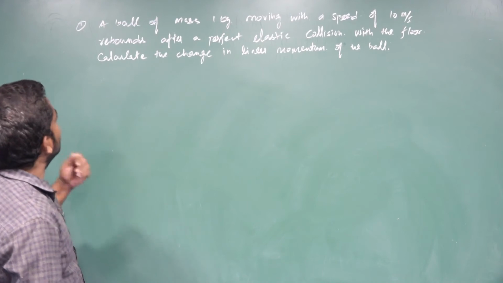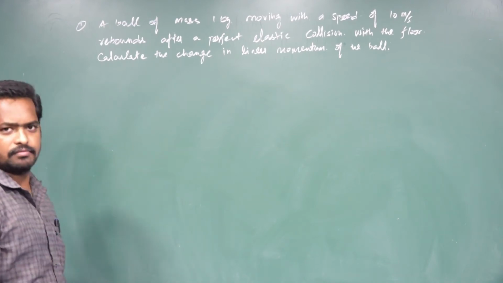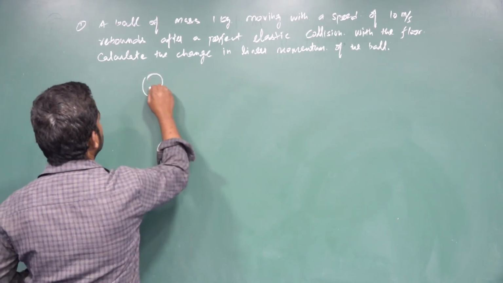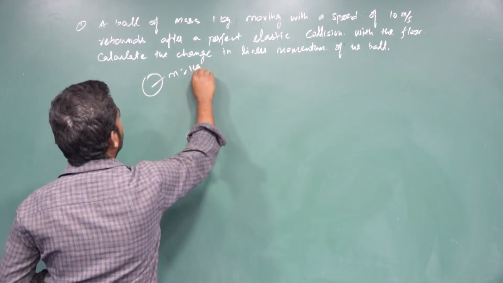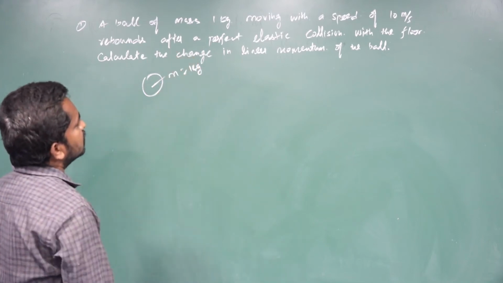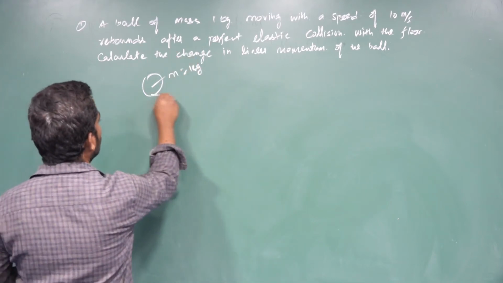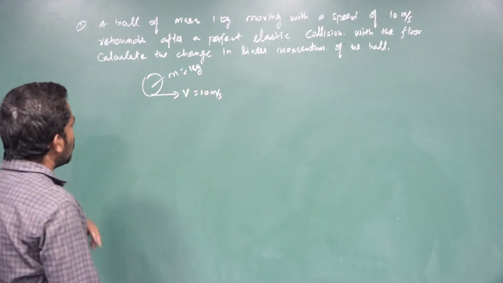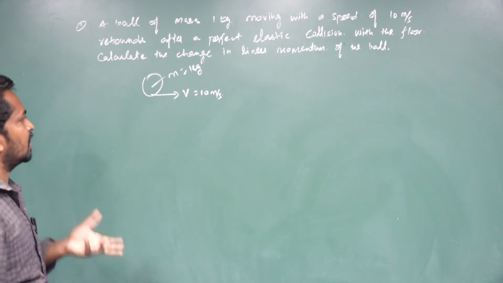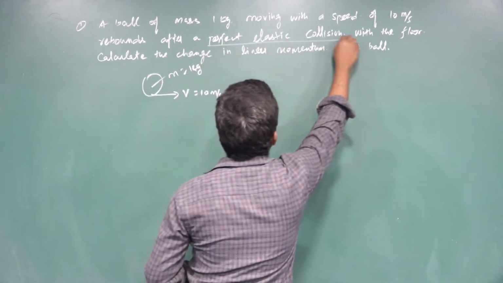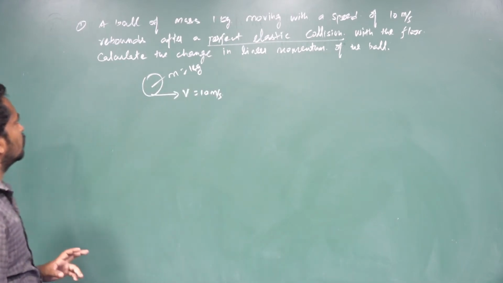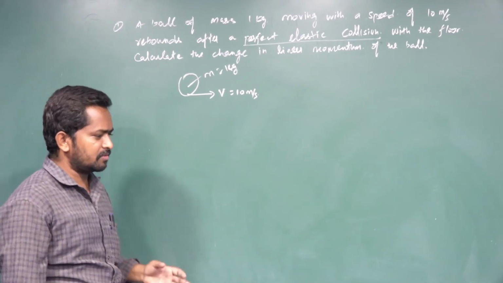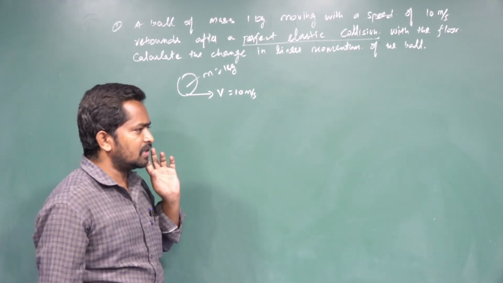One example: a ball of mass m equal to 1 kilogram, moving with a speed v equal to 10 meter per second, rebounds after a perfect elastic collision. It is a very important word: perfect elastic collision. Rebound after a perfect elastic collision means the ball hits the wall.